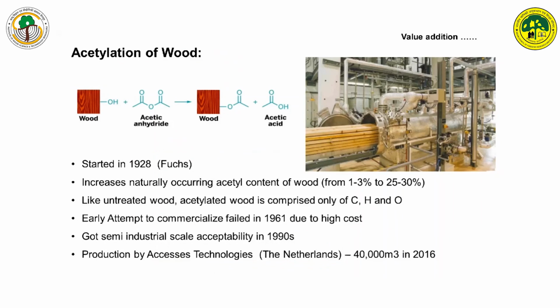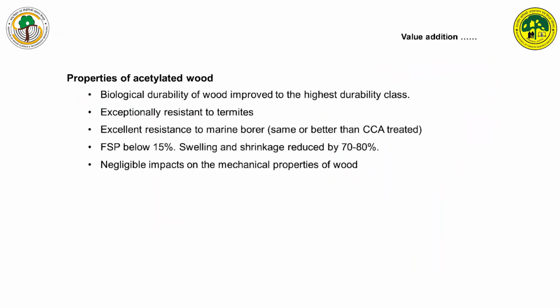The other commercial process that is already in practice is acetylation, because wood already contains acetyl groups around 1 to 3%, and it was found that if we can increase the acetyl content in the wood to 15 to 20%, we can improve the durability properties. So the prime aim was to improve the durability by the acetylation method, and the advantage of this method is that it does not change the color of the wood. The color remains the same, and the chemical is not very toxic. The treated wood is comparable with CCA treated wood, and the dimensional stability is very, very good.